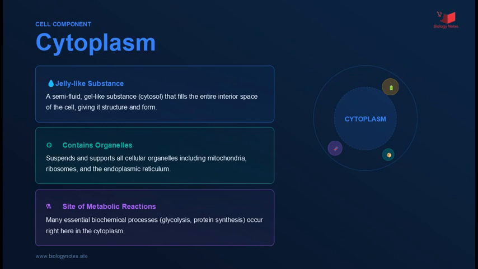Cytoplasm is a semi-fluid, jelly-like substance inside the cell. It fills the interior space and gives the cell its shape. All organelles are suspended in the cytoplasm. Many metabolic reactions take place here. Important processes like protein synthesis and glycolysis occur in the cytoplasm.